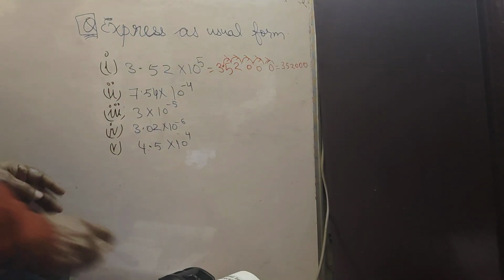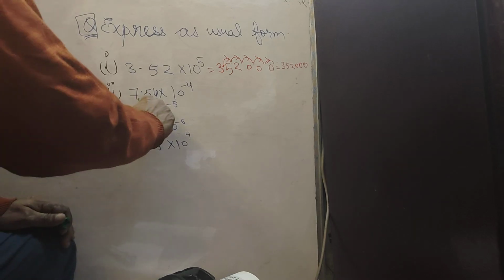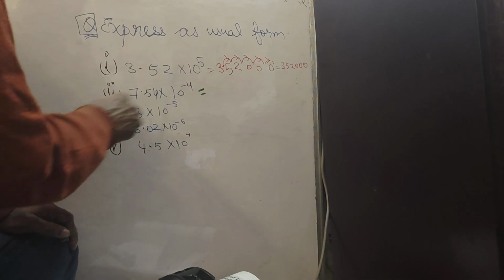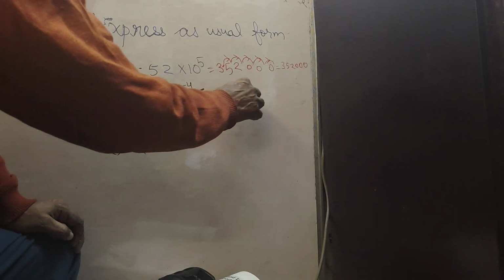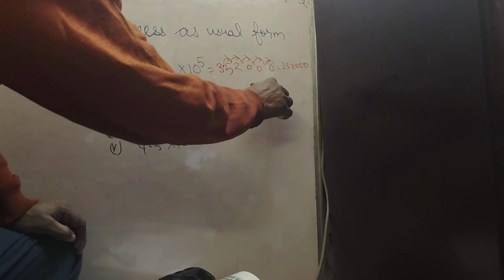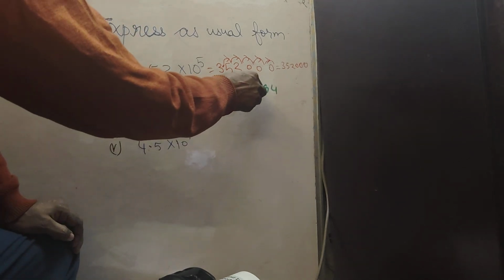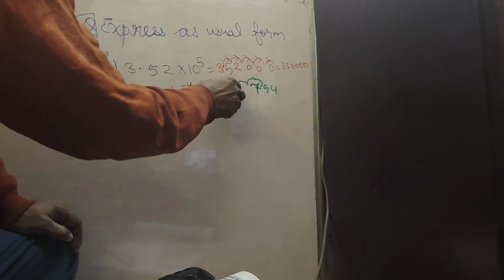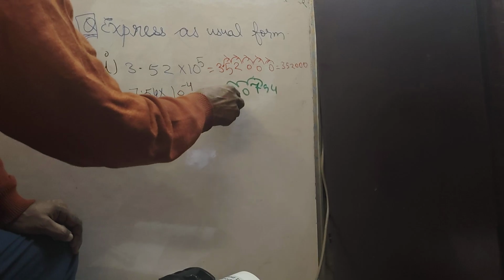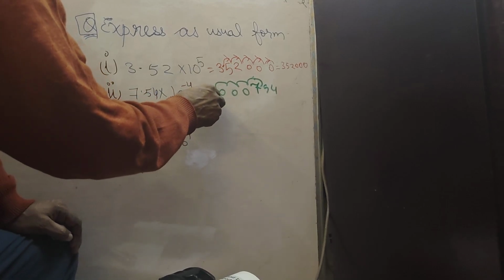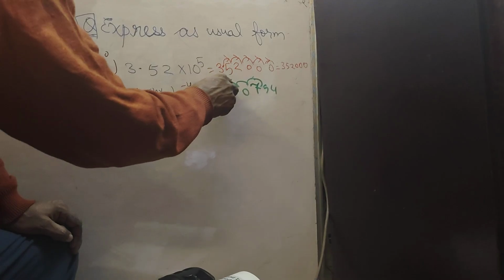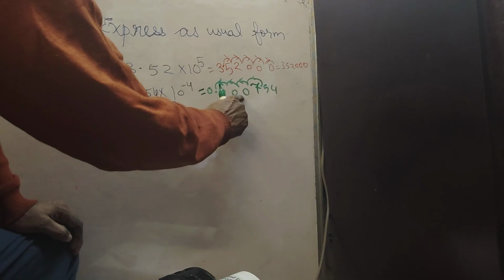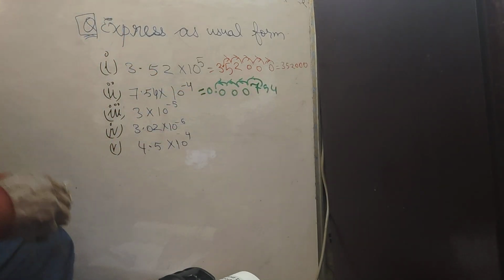Similarly, the next problem has a negative exponent: 7.54 × 10 raised to the power minus 4. This time the decimal shifts toward the left side, because a negative exponent shifts the decimal to the left. So we write 754 without the decimal. Now we shift the decimal 4 digits: first, second, third, fourth, putting zeros in between, and then we write the decimal. So the answer will be 0.000754. This is the second answer.